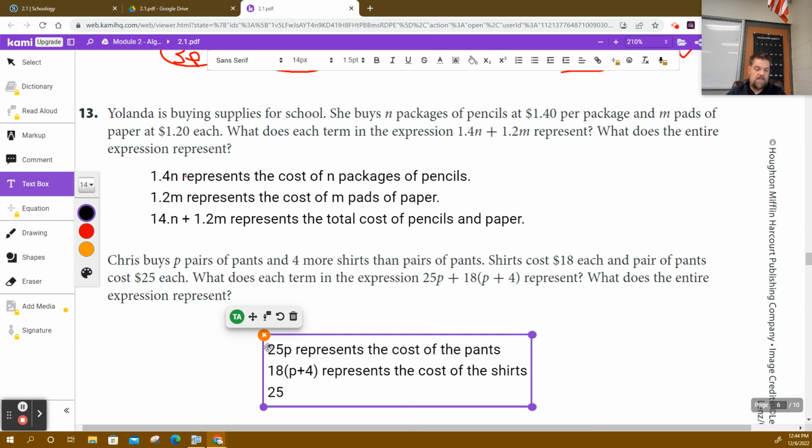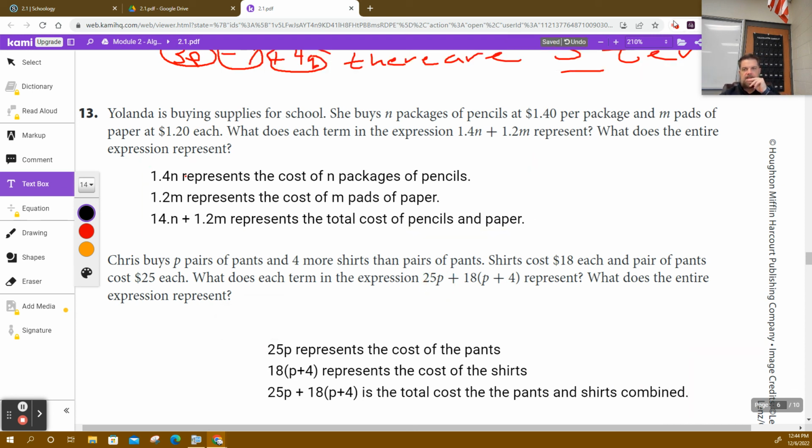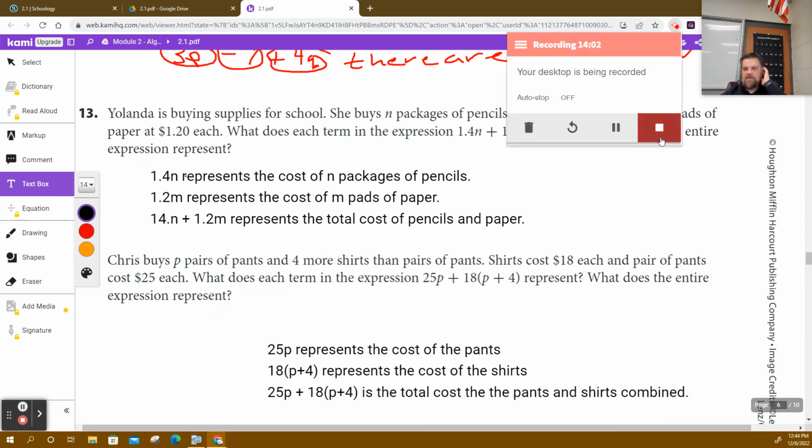25p plus 18 times the quantity p plus 4 is the total cost of the pants and shirts combined. Okay? So I'll leave that up there for a second for you guys to finish writing that down. Does anybody have any questions?